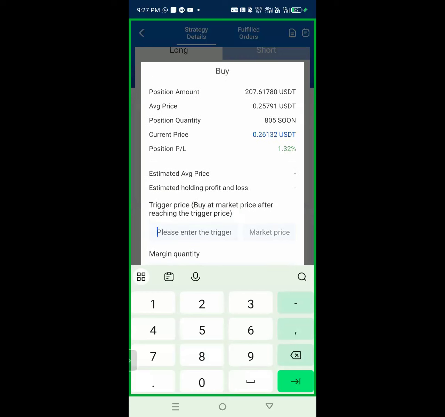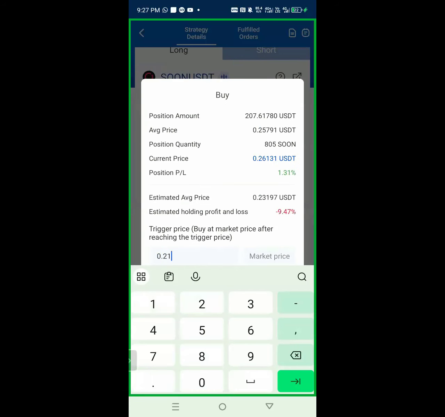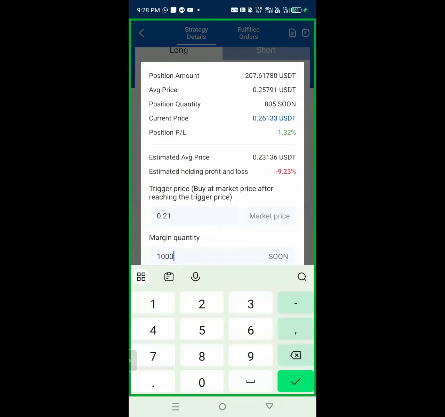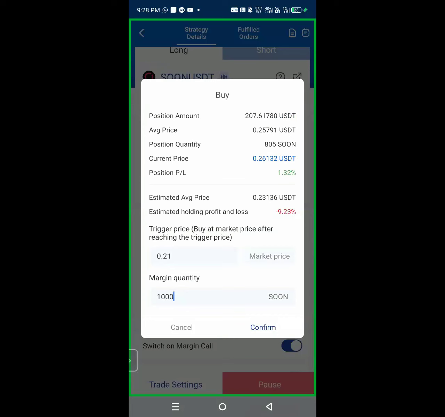You understand? So yeah, I will not put market price, I will put 0.21. So you see, 0.21, and I've increased. If it buys my third margin when it's going down, the quantity will be 920, because I'm used to this zone. You understand? So I will just put 950 in case it increases to maybe 930 or 940. So 950. I have profits of 15 or 20, so I can just decide to use 1000. So I will now click confirm.